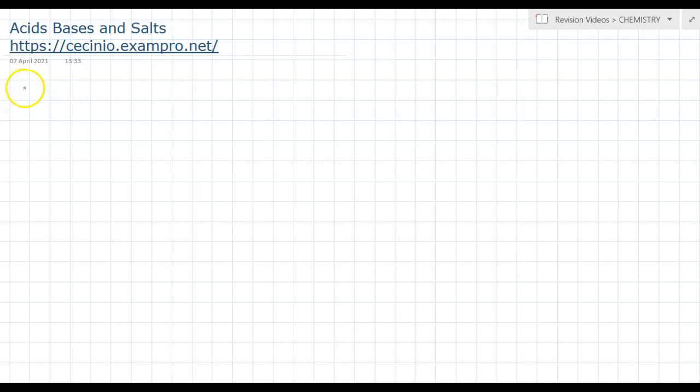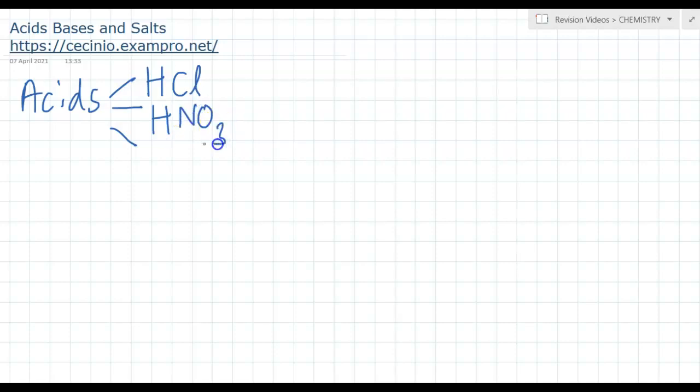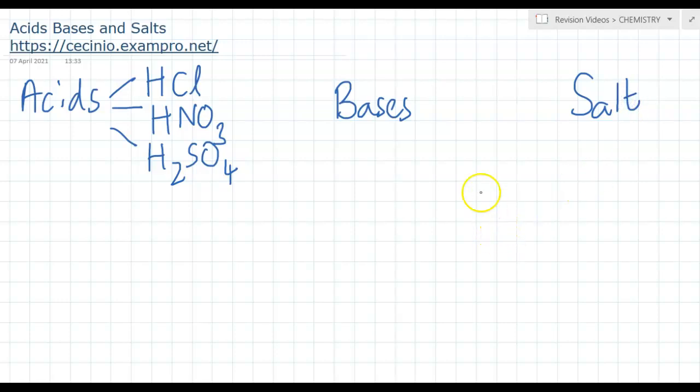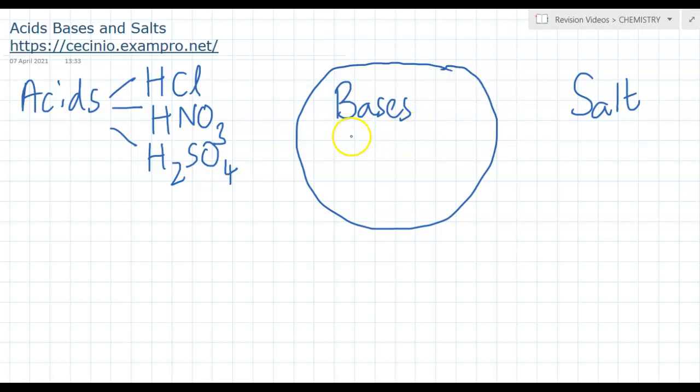So you should know that there are 3 types of strong acid and know their formulas: hydrochloric, nitric and sulfuric. And from these acids, when we neutralize them with compounds called bases, we make a new chemical called a salt. So bases are a set of chemicals that neutralize acids, and an example would be copper oxide. Mostly bases are metal oxides.